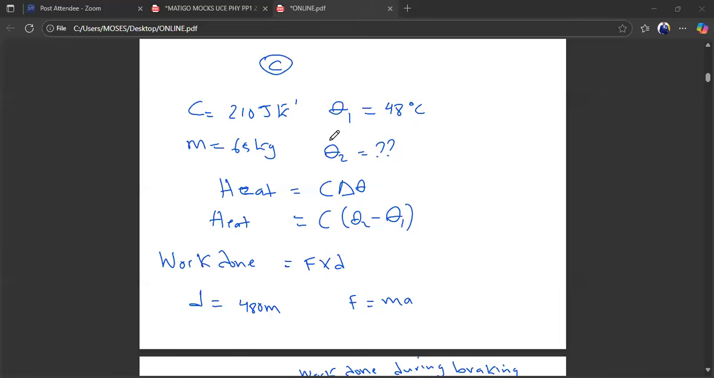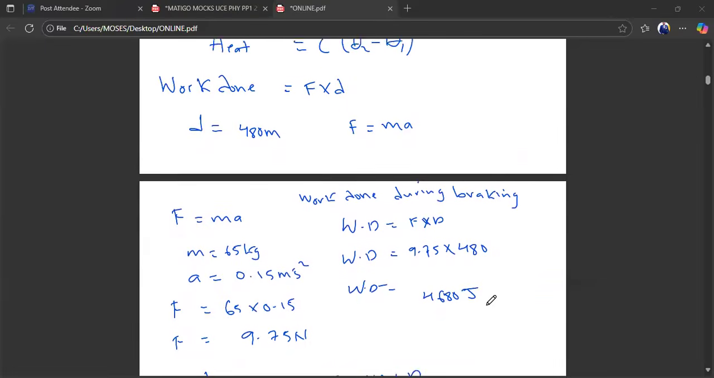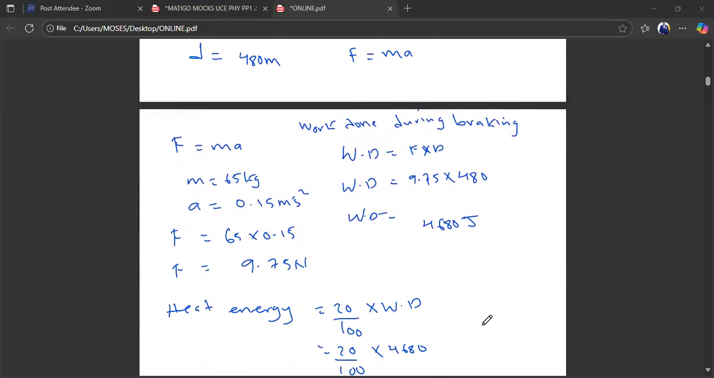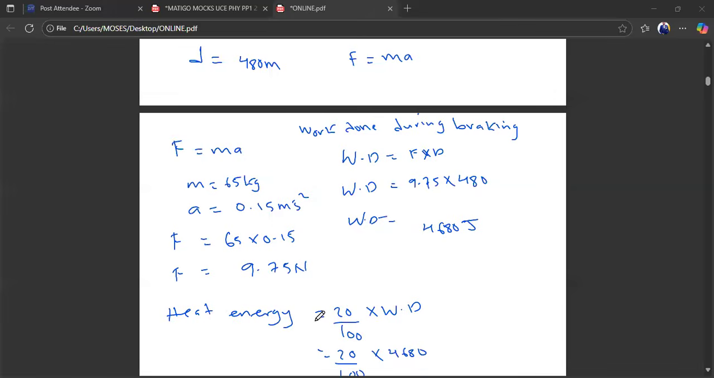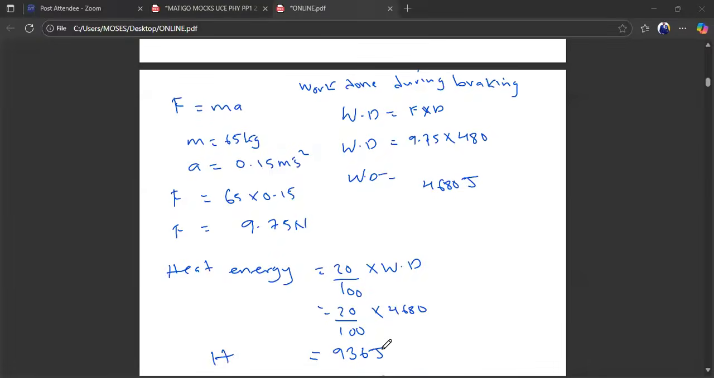Teacher, I was asking why we have been given this 20 percent. I have captured it down here. I began by getting the total work done during the braking. Then I'm saying heat energy is 20% of the work done during the braking. That's why I have it here: 20 divided by 100 times work done, to come up with how much was converted into heat energy. It is captured there to get heat energy. Have you seen it? I've seen it. Okay.